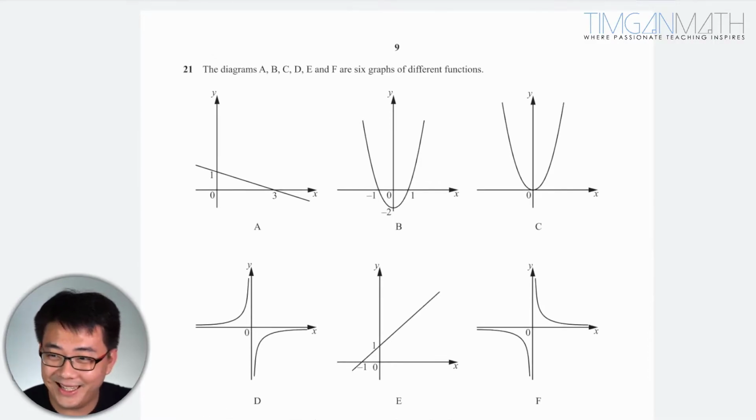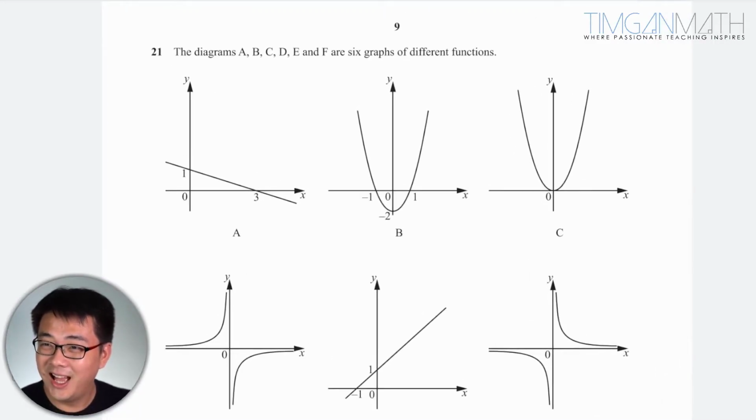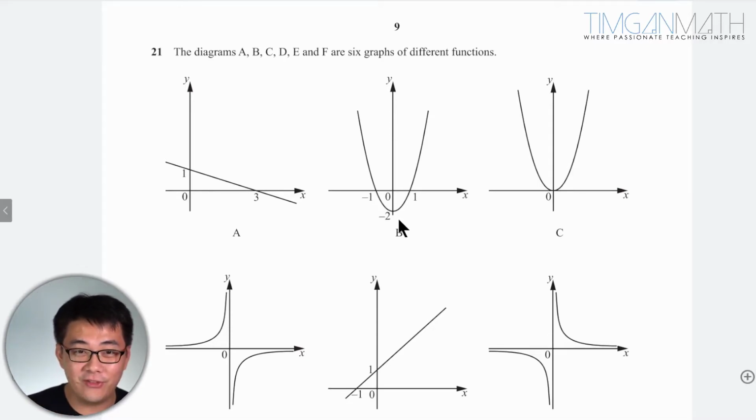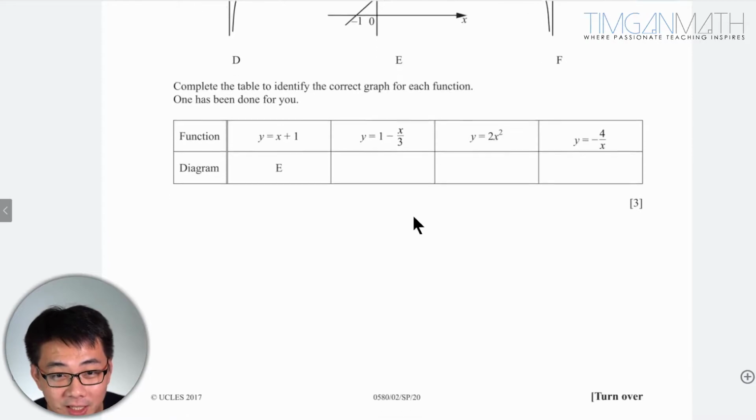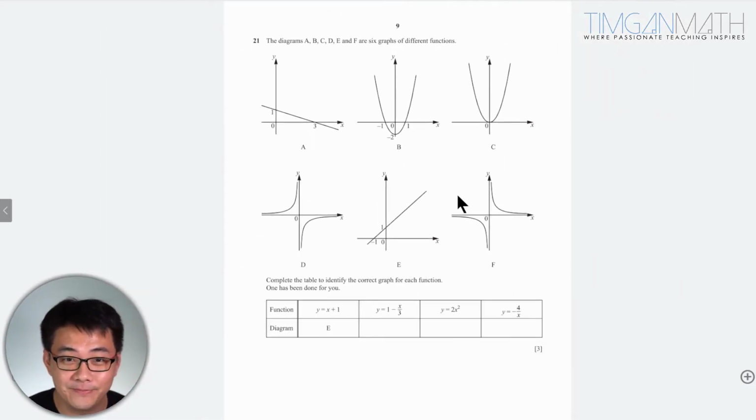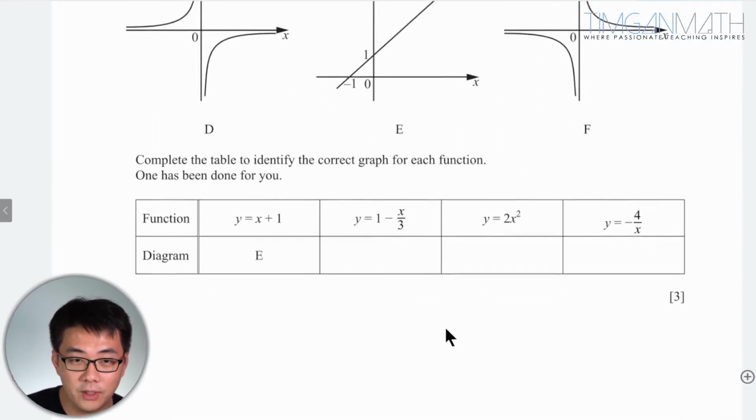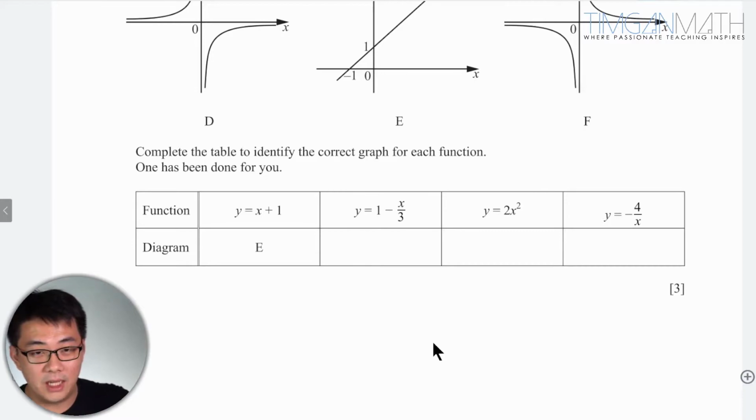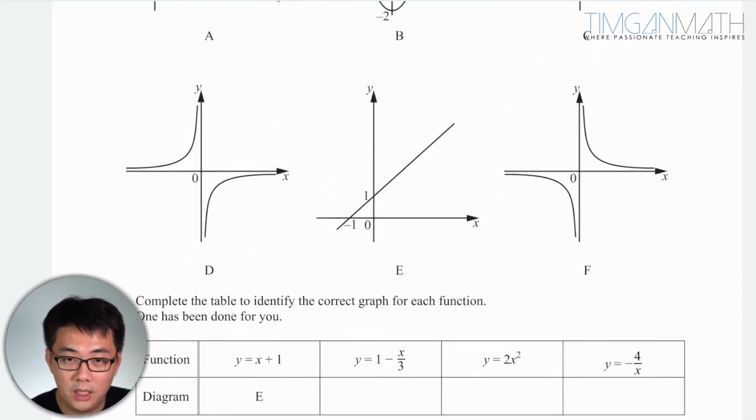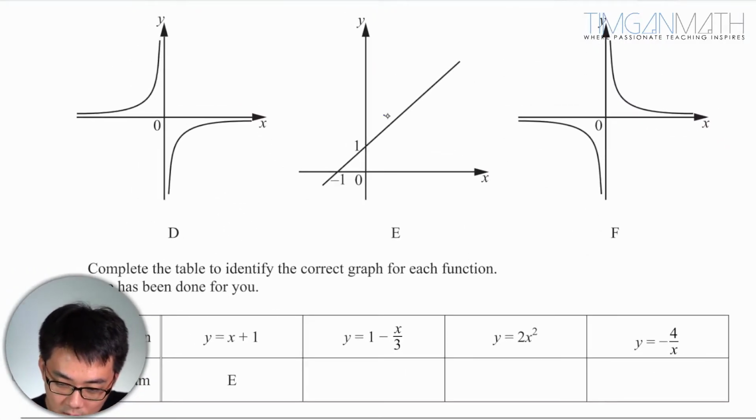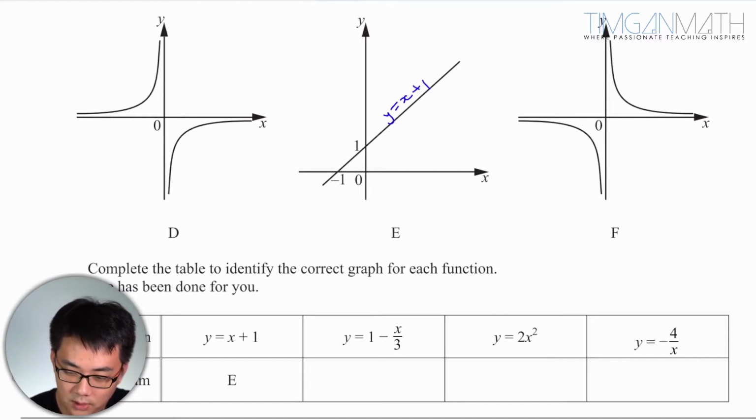Nice. Look at this question here. The diagram ABCDE are 6 graphs of different functions. This is question 21. This is a straight line with a negative gradient. This is a positive gradient. This is a reciprocal graph. Then these are 2 quadratic curves. Okay, great. So complete the table. Identify the correct graph of the function. One has been done for you. So E, this is the easier one, y equals x plus 1, so no longer needed.